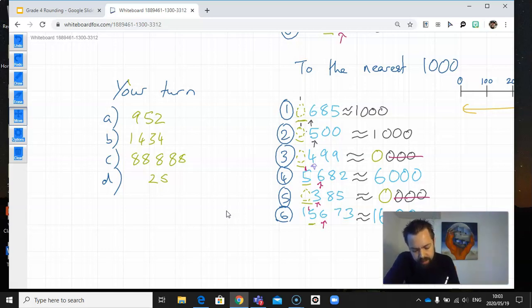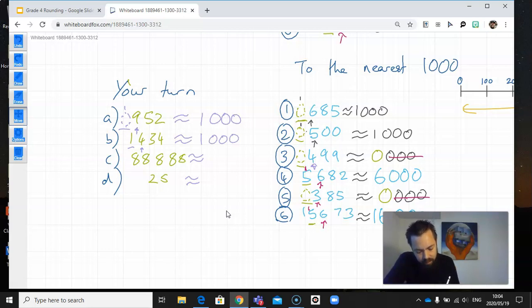So for A, we're rounding to the thousands. So we look at our thousands. We look to the right at our hundreds. 9 goes up. So that becomes a 1, and everything else is a 0. Looking at the next one, we're also rounding to thousands. So we look at our 4. The 4 is closer to 0, so it goes down. So the 1 stays the same. Everything after the thousands is a 0.